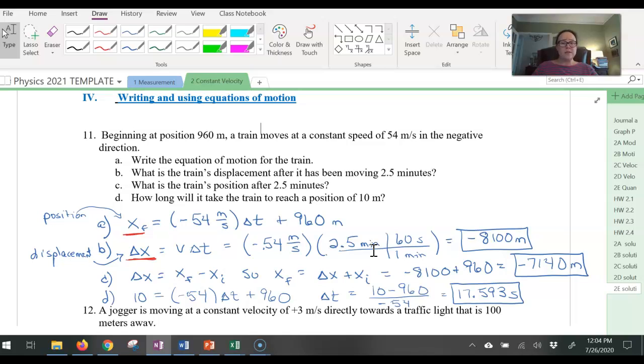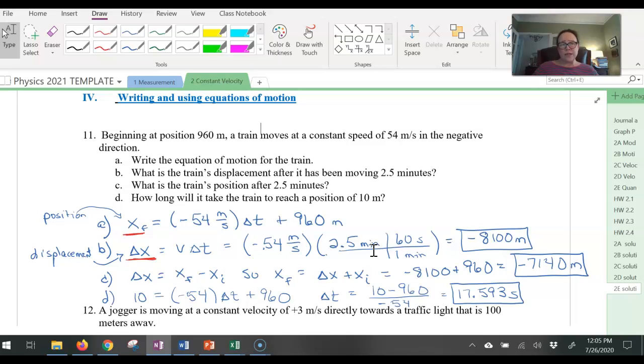Question C says, what is the train's position after 2.5 minutes? And there are actually two ways that I could solve this, but I have chosen to write it by using the definition of displacement. Displacement is final position minus initial position. In part B, we found the displacement after 2.5 minutes. And so I know the delta x, I know the initial position, because they gave that to me in the problem, and I could solve for the final position and find that it would be negative 7,140 meters.